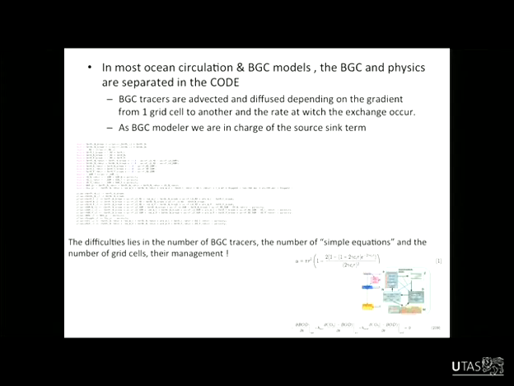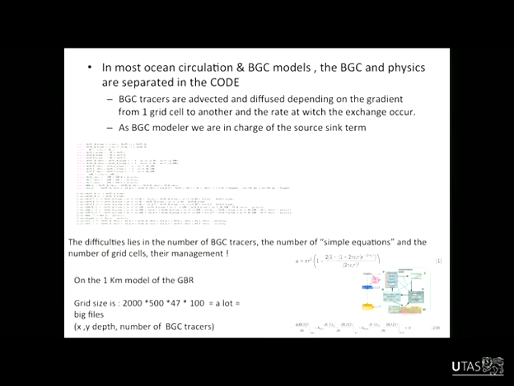And the number of grid cells, because the hydrodynamic guys want to build the biggest grid ever. So you have a lot of grid cells, a lot of variables, a lot of equations. So that's my life. That's the hard part, to deal with that. That's the difficulty, not the code and not the theory and not the physics.